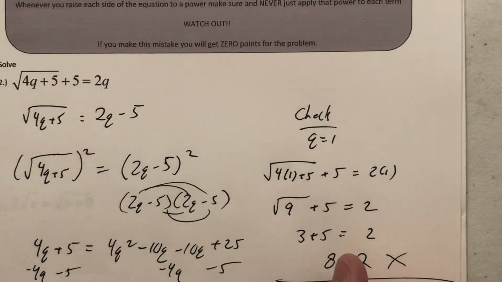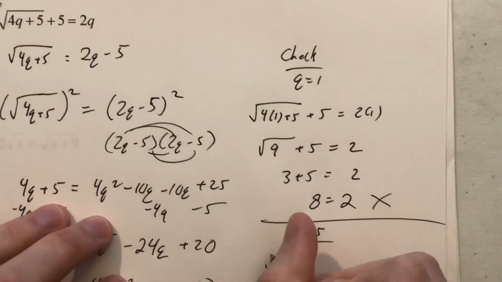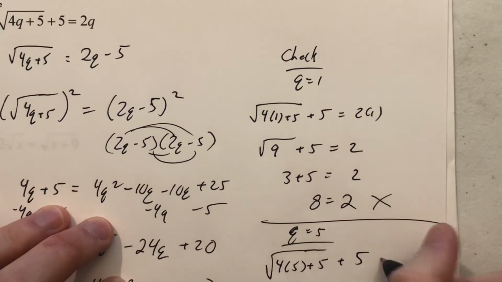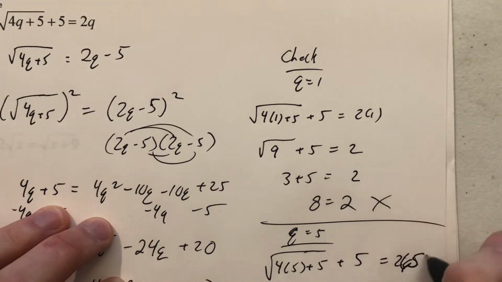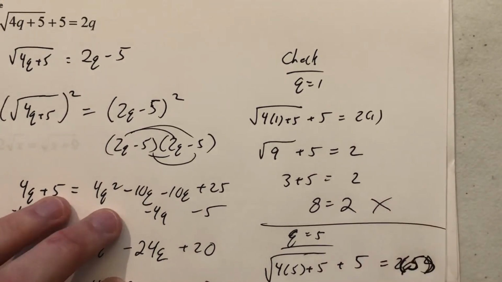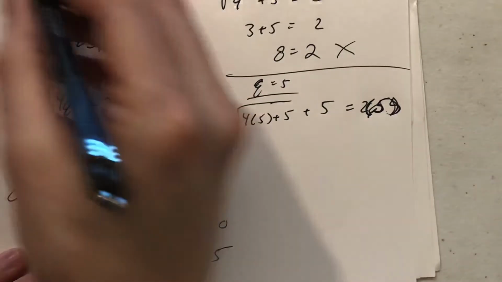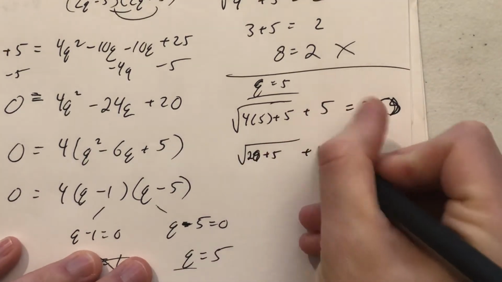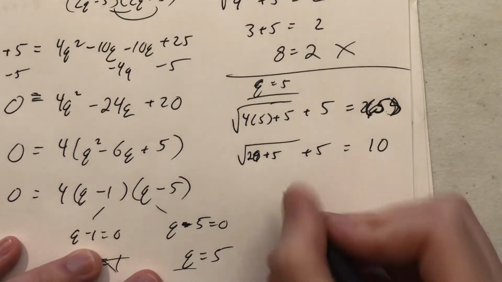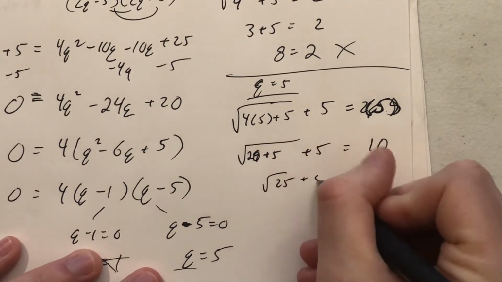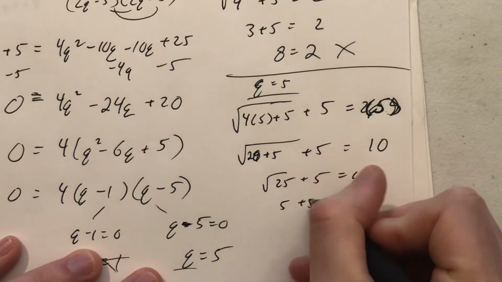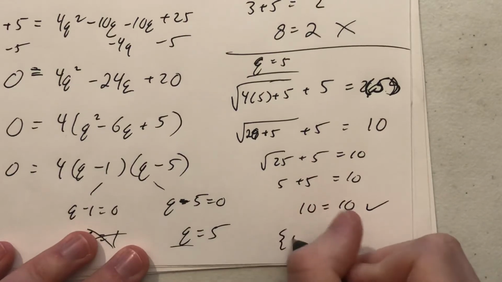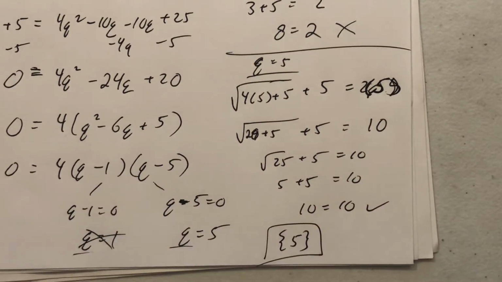Now, we'll check q equals 5. 4 times 5 plus 5, then the plus 5 on the outside of that radical, and then 2 times 5. So plugging 5 in for both the places q existed. So I got 20 plus 5 is 25. Square root of 25 is 5. And that is looking good. So the only solution to our equation there is the value of 5.